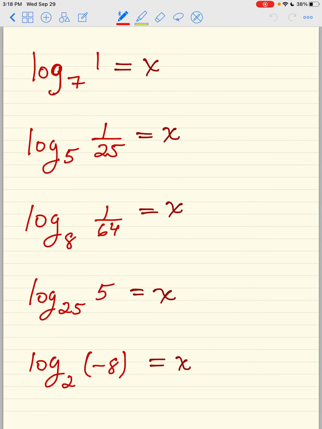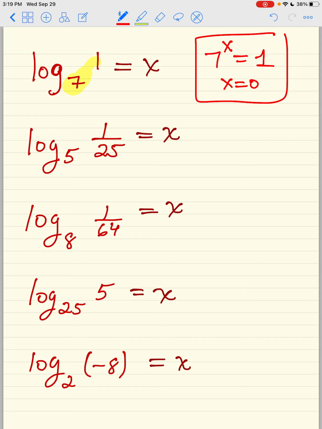What about this? Ready? 7 to what power makes 1? Well, did you guys know 7 to the 0 power makes 1? Right? 7 to the 0, 1. 8 to the 0, 1. A billion to the 0, 1. A to the 0, 1. So x equals 0.